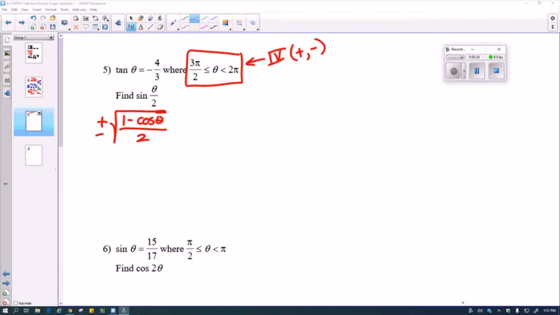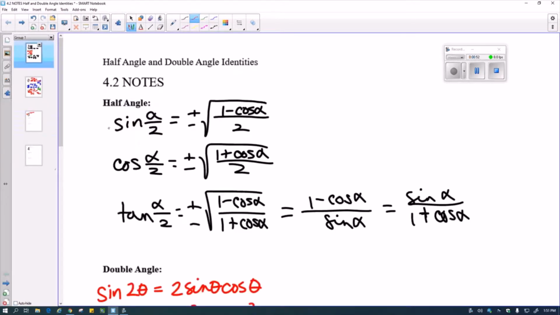Remember, I'm just manipulating, I'm moving things around, I'm trying to find the value, and I'm doing so by using an identity. So the first thing that I have to do is figure out which identity I want to use. I'm going to be using the sine half angle identity, and that came from what it said, find the sine of theta over 2. So I chose the sine half angle identity. That went back to my first page, the sine half angle identity.